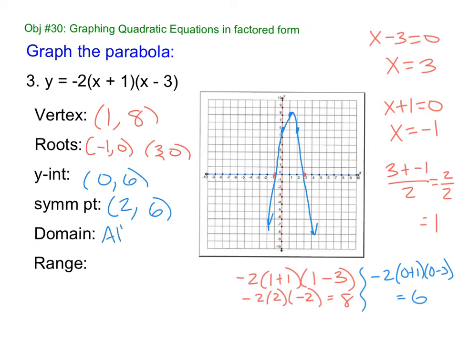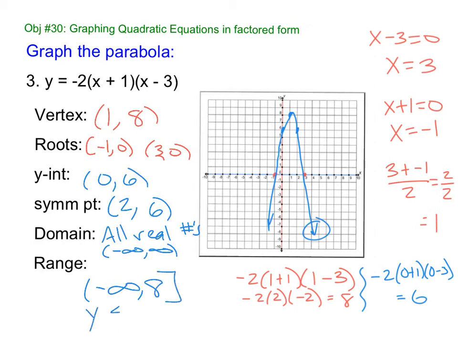Domain, all real numbers. Some kids like to do -infinity to infinity. And then the range, this one, we have arrows going down, so that's -infinity. And then what's the highest point? 8. You also can write y has to be less than or equal to 8.